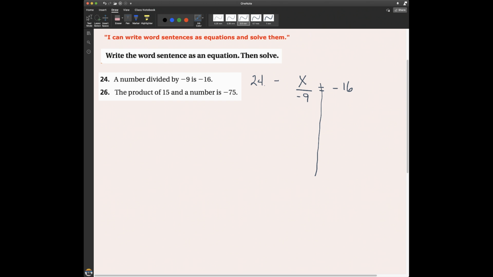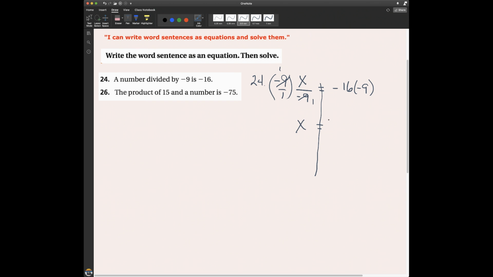Well, I should multiply both sides by -9. So I'm going to do that. Why do I do that? Well, look over here. There's canceling that takes place between the -9 in the numerator and the -9 in the denominator. And that leaves me with x by itself.